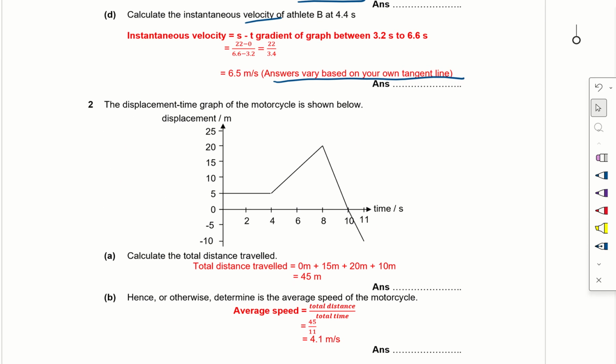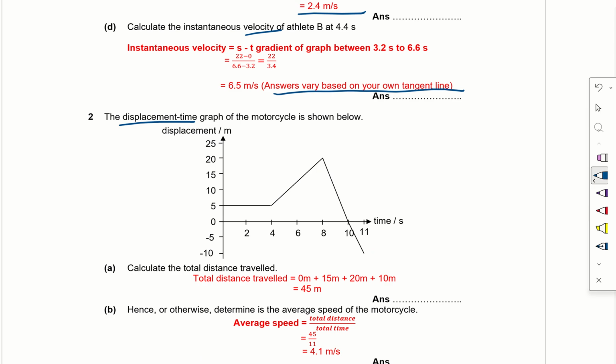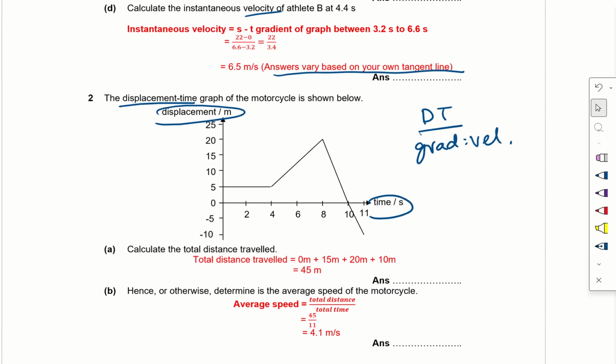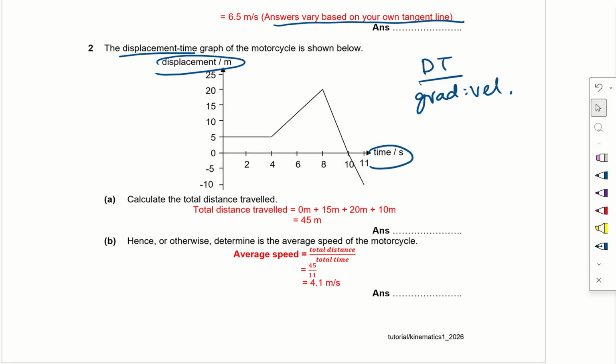Okay, question 2, displacement time graph. So again, take note, it is displacement time, so the gradient represents velocity. Calculate the total distance traveled. We notice that from 0 to the 4th second, the displacement is always at 5. That means it is actually stationary. But how do we prove that it's stationary? Remember, the gradient over here is actually 0. From 0 all the way to 4 seconds, the gradient is 0.